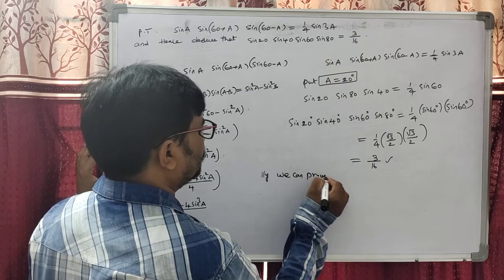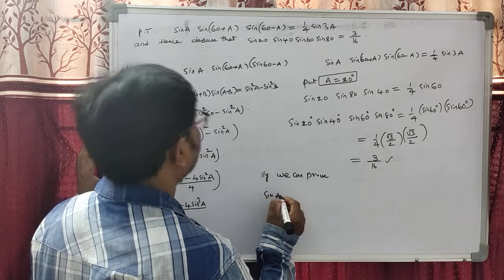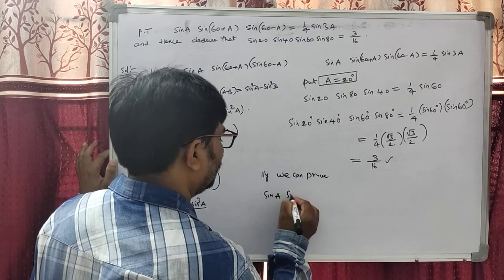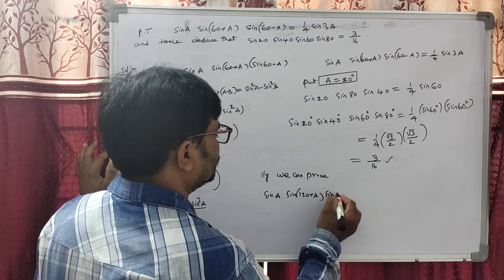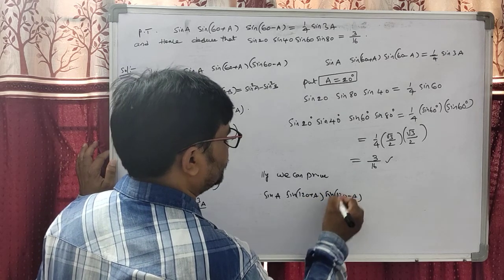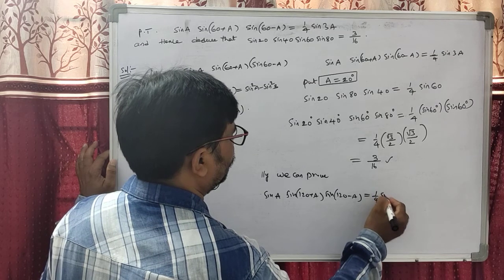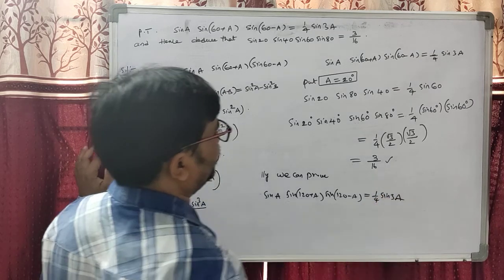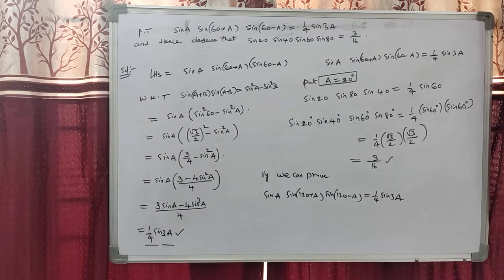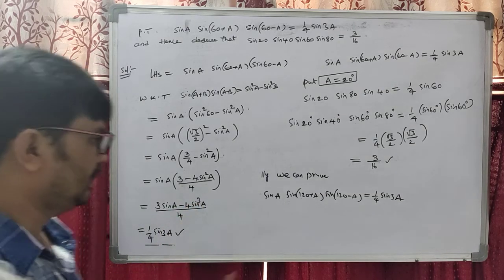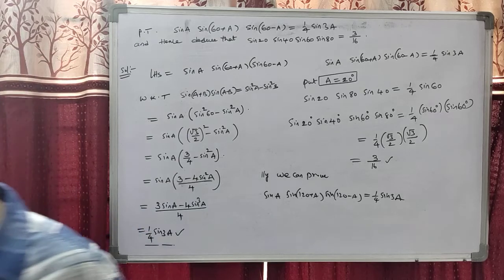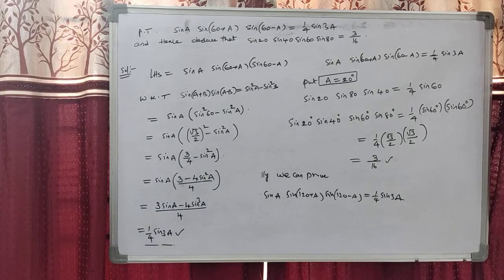we can prove, students, sine a, sine of 120 plus a, sine of 120 minus a is also 1 by 4 sine 3a. What is it, students? 3 sine a minus 4 sine cube a is sine 3a. Similarly, sine a, sine 120 plus a, sine 120 minus a is also the same.